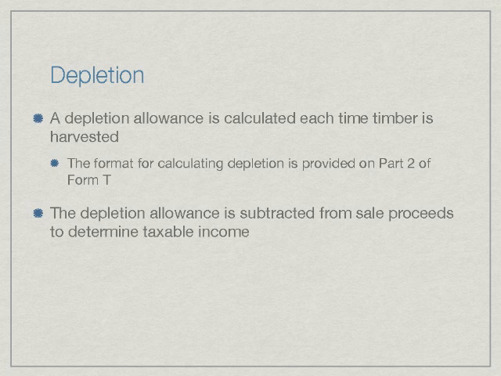Depletion changes each year because the amount invested usually remains constant, but the volume of timber changes each year with growth. For example, when you purchased the land, there were 10,000 tons of pulpwood with a basis of $50,000 or $5 per ton. 5 years later, when you harvest the trees, there were 12,000 tons, but the basis is still $50,000, so the depletion allowance is now $4.17 per ton instead of the original $5 per ton.